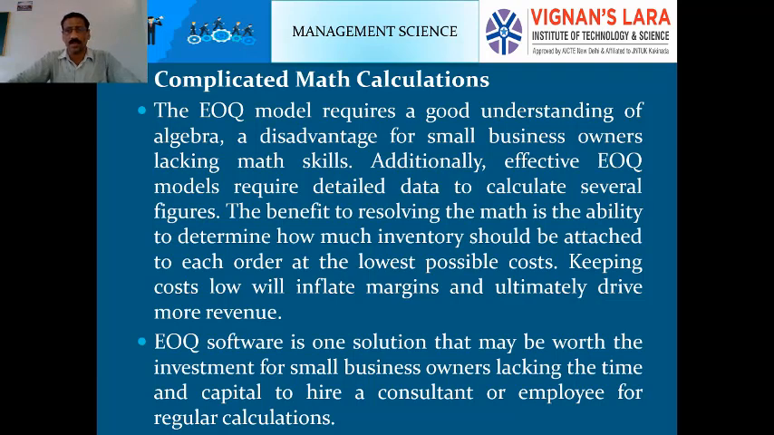This is also one of the problems. They will go depending on others. Others will make biased resolutions, which leads to the total manufacturing process being destroyed. The EOQ model requires a good understanding of algebra and other mathematical subjects. A disadvantage for small owners lacking maths skills.